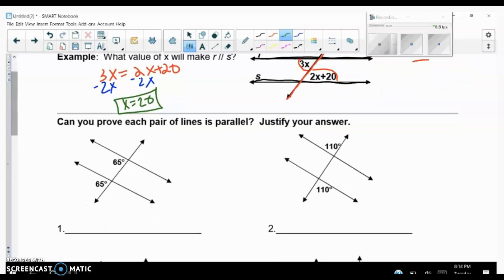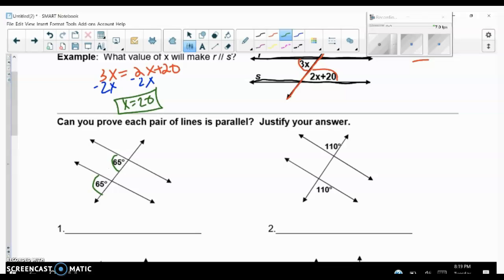Okay, now let's move down here just a little bit. Can we prove that each pair of lines is parallel? So let's start with number one. We have 65 here and 65. So what kind of angles are we looking at?